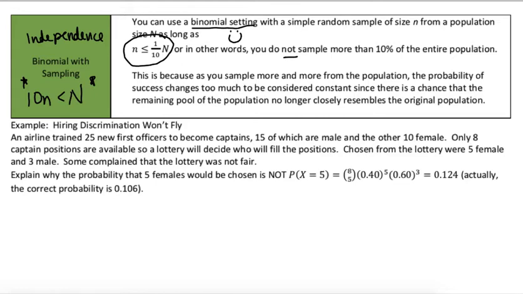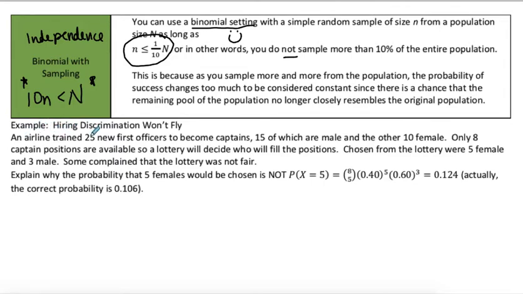And so this allows us to kind of fudge the idea when we don't have replacement, when we're taking a random sample from a population, instead of drawing a card and putting it back, or taking a marble out of a bag and putting it back. So let's look at this example.